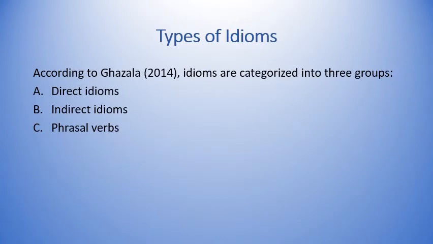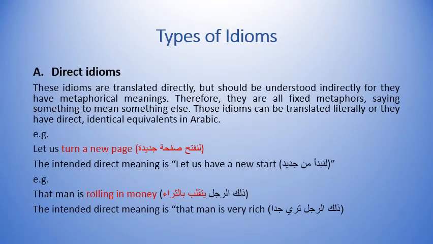Types of idioms. According to Ghazala, idioms are categorized into 3 groups: direct idioms, indirect idioms, and phrasal verbs. A. Direct idioms. These idioms are translated directly, but should be understood indirectly, for they have metaphorical meanings. Therefore, they are all fixed metaphors, saying something to mean something else. Those idioms can be translated literally, or they have direct identical equivalents in Arabic.